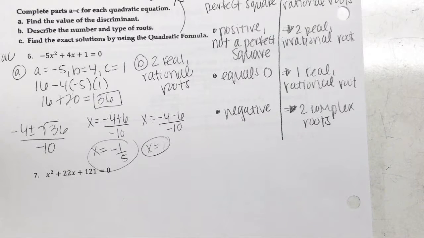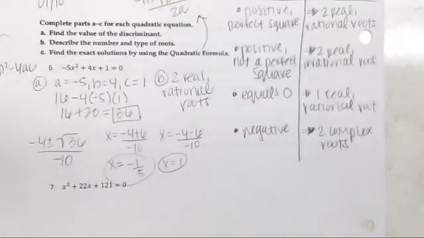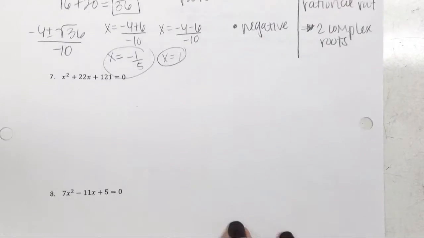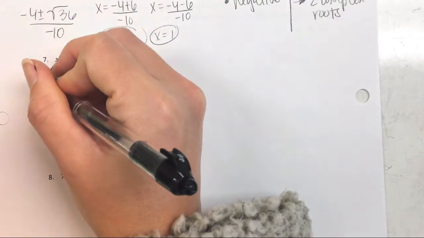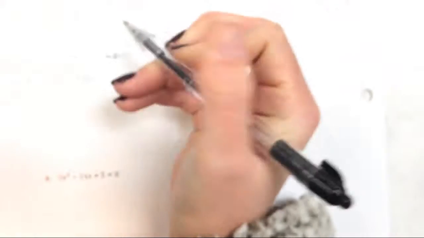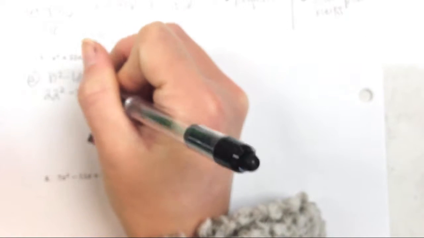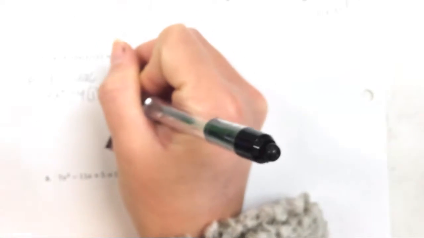Okay, so moving on right here, let's go ahead and find the value of the discriminant. And again, the discriminant is going to be b squared minus 4ac. So our b in this case is 22, so we'll have 22 squared minus 4 times a, which is 1, times c, which is 121.